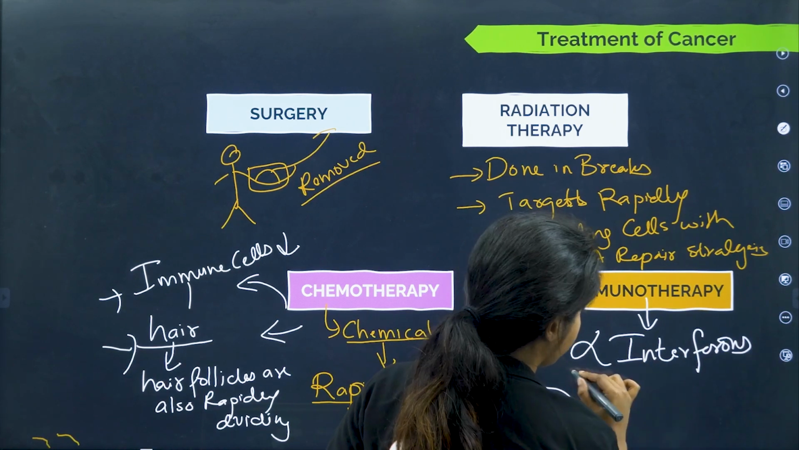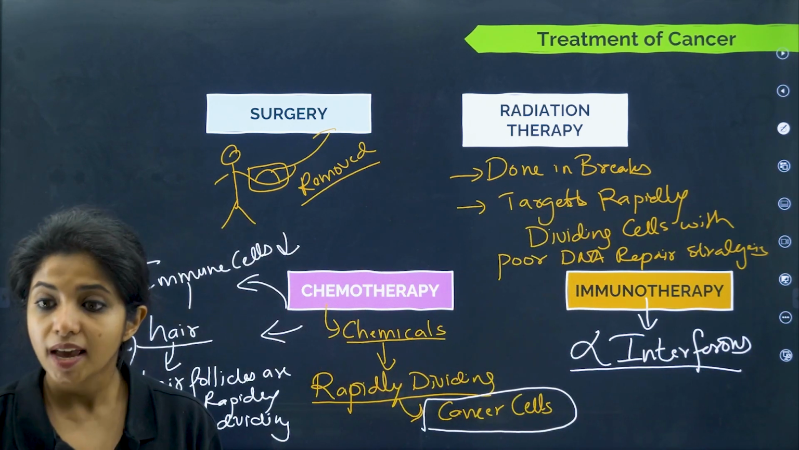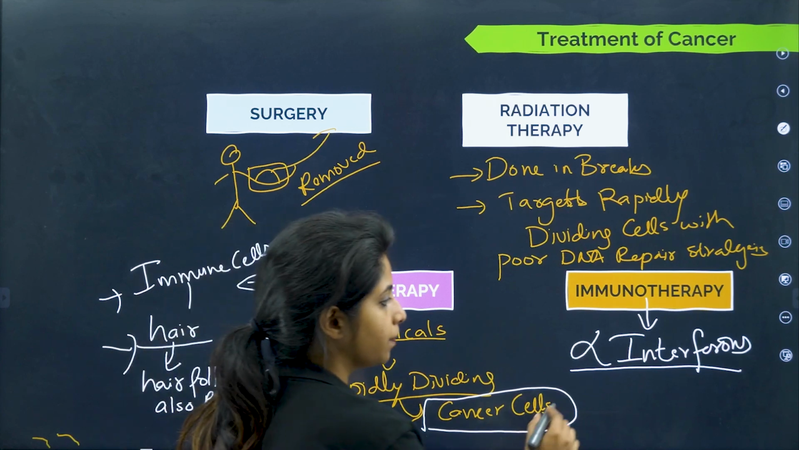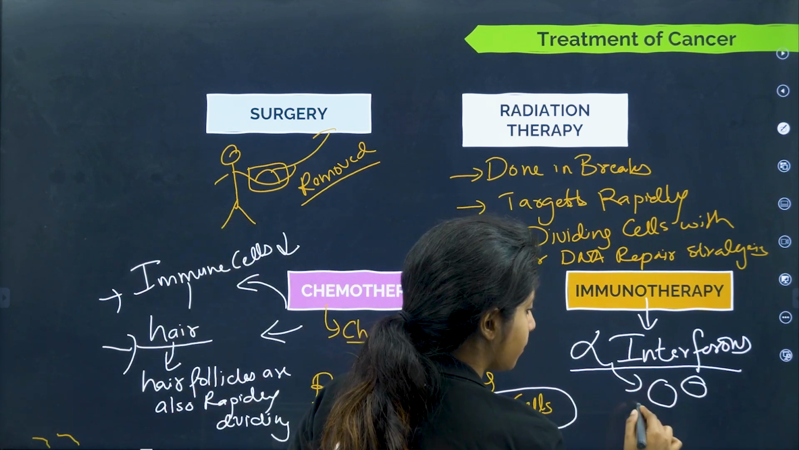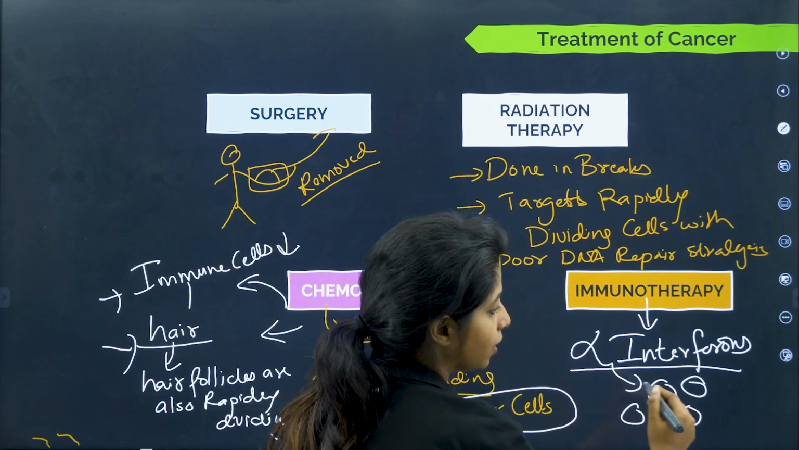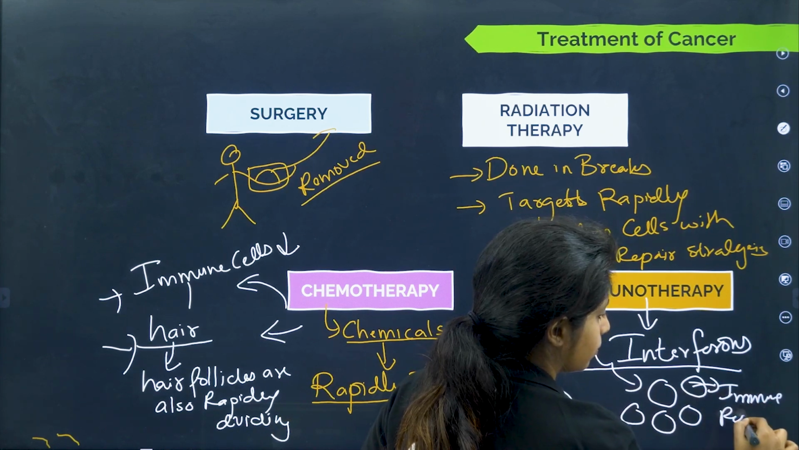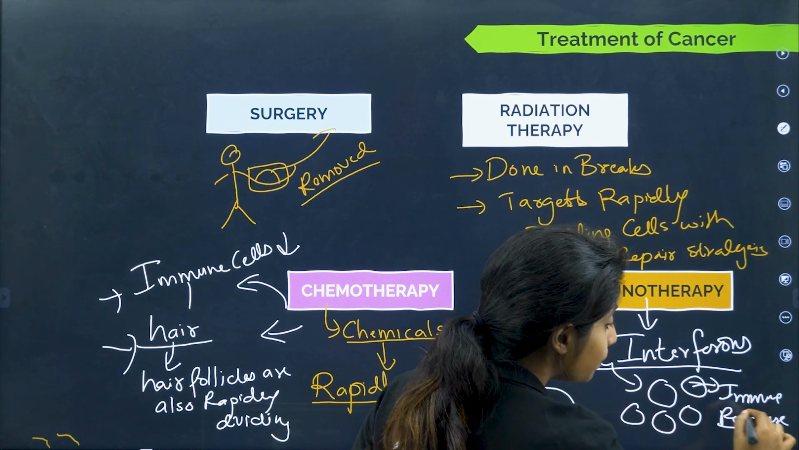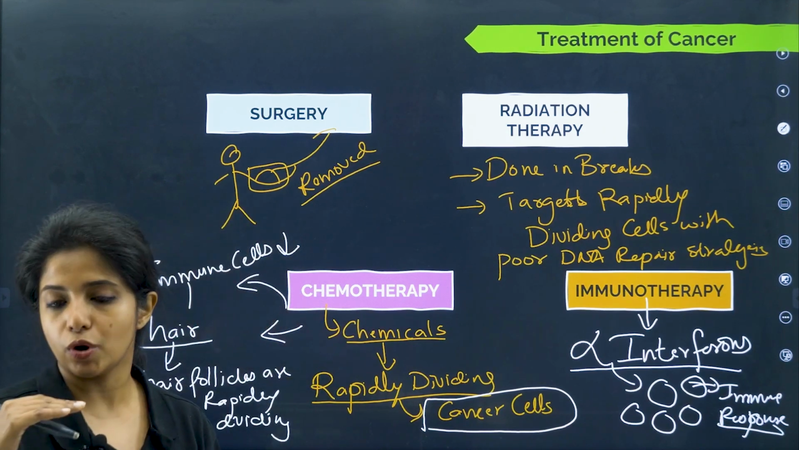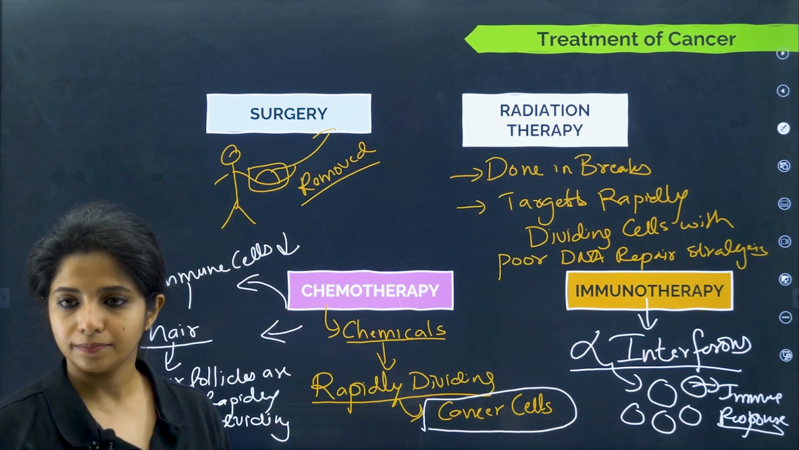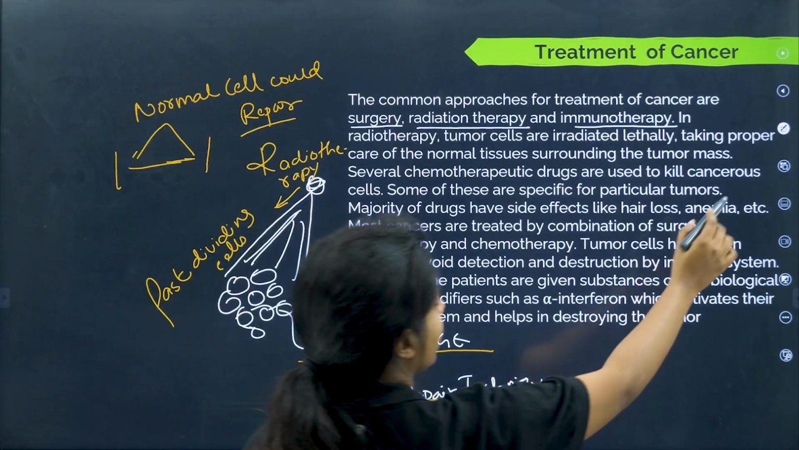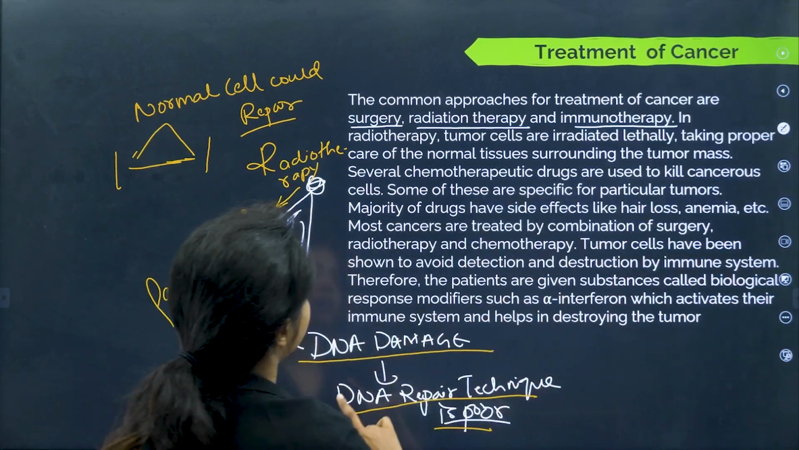The doctors give alpha interferons, and these interferons, children, will be making other cells aware, and they will be ready for an immune response. They will make the immunity go a bit stronger. That is the meaning of this thing. So basically, if I try to divide, what do I get?